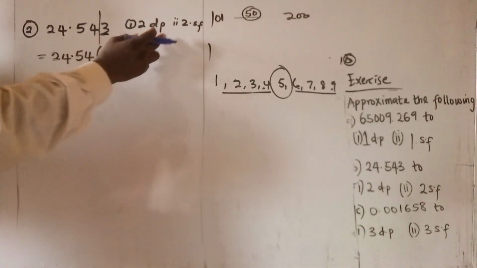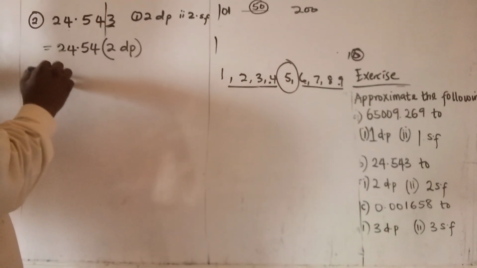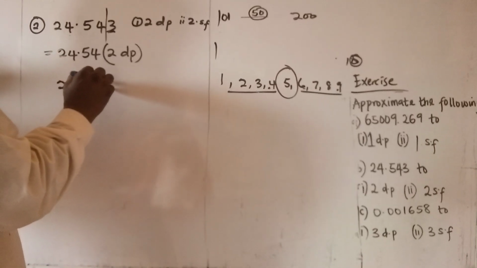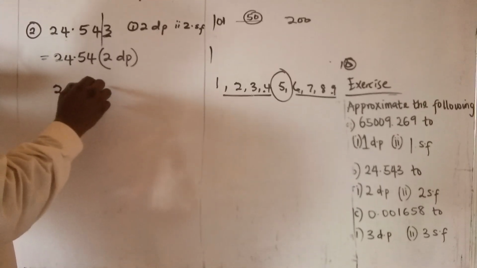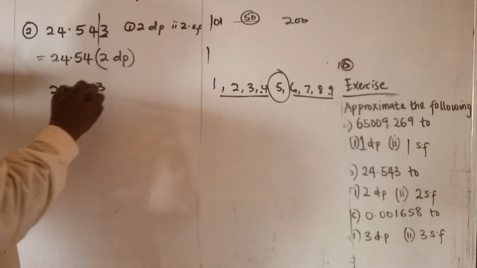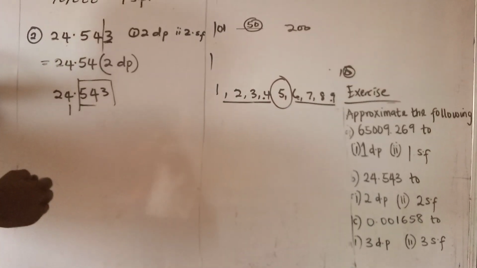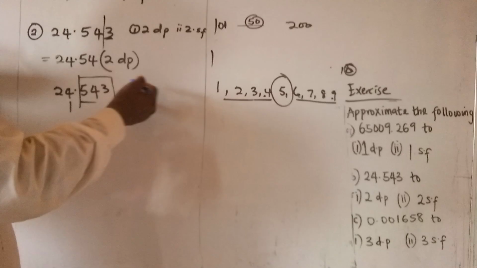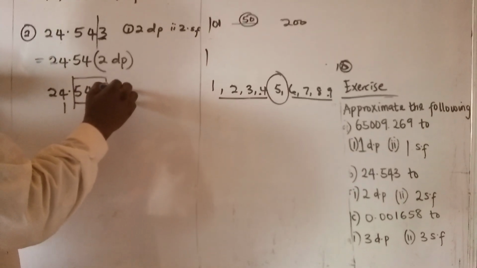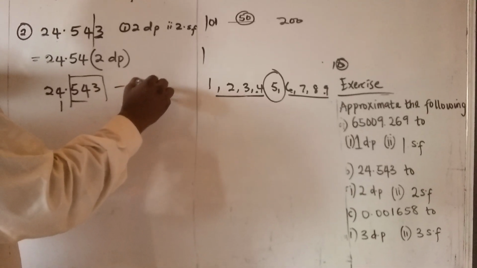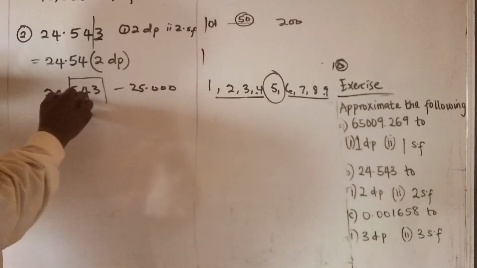Also, if we want to consider 2 significant figures, I will have 24.54 to 2 significant figures. This is 24.543. The value is already more than half. So all I need to do is to add 1 to this. Because if this value was in normal 3 decimal place, the next thing to approximate to is 25.000. So between 24.000 and 25.000, I will check this value.